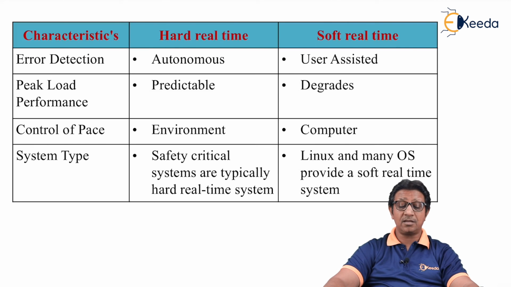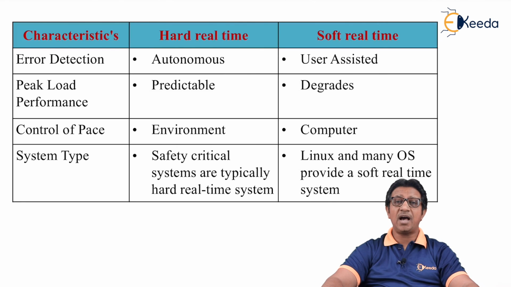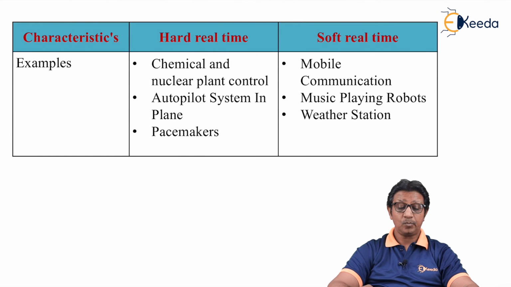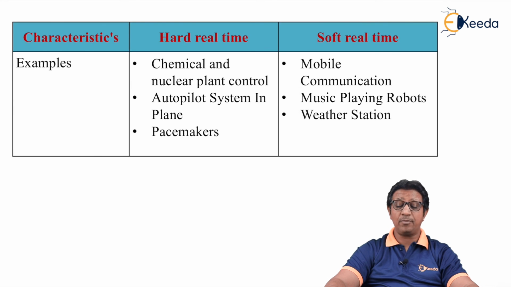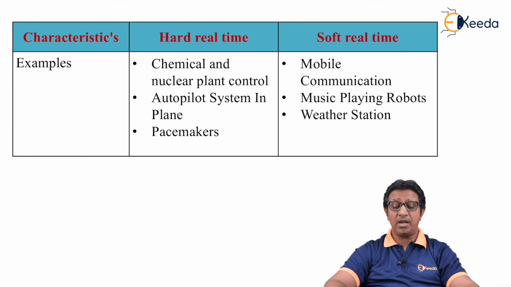Coming to the next, there is system types. Hard real-time systems are safety critical and hard with real time, whereas there are many operating systems which will provide you soft real-time concepts. Examples of hard real-time systems are nuclear power plants, autopilot in planes, and pacemakers fitted in the human heart. For soft real-time systems, it is mobile communication, music playing robots, weather stations and many more.